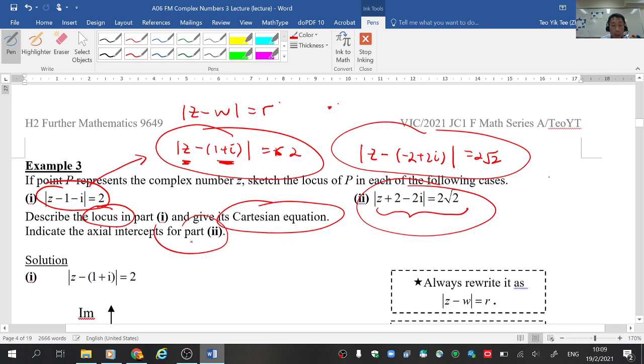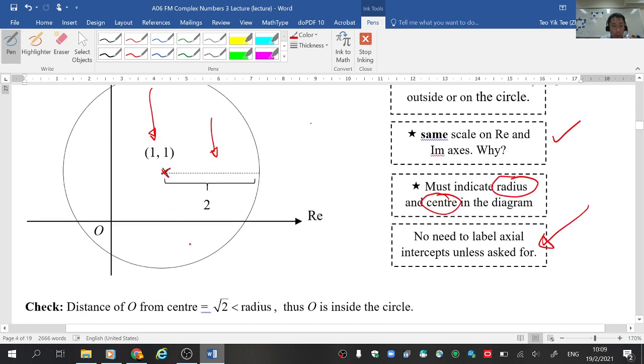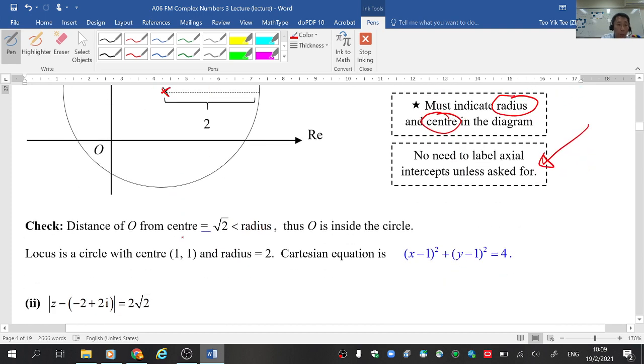So you already know that it's a circle. Okay, you already know what the center is, what the radius is. So simply make the description. Okay, so the locus is a circle with center (1, 1) and radius 2. This is your description. Okay.